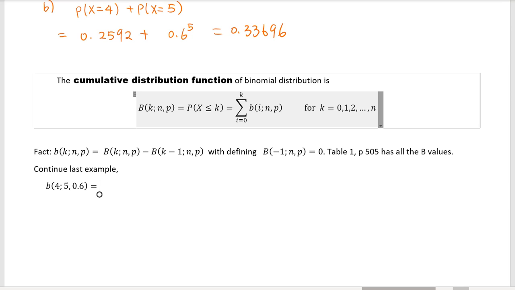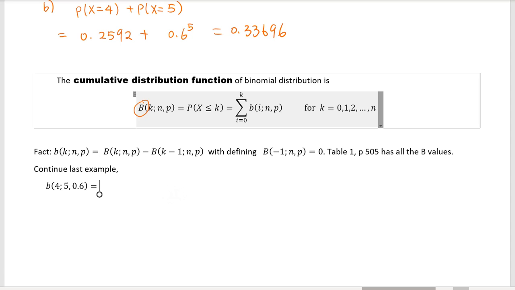The probability mass function for the binomial distribution, we use small b to denote. The cumulative distribution function, we use capital B to denote. That's the probability X less than or equal to k. We add the probabilities for i starting from 0 up to k. So that's the probability less than or equal to k.